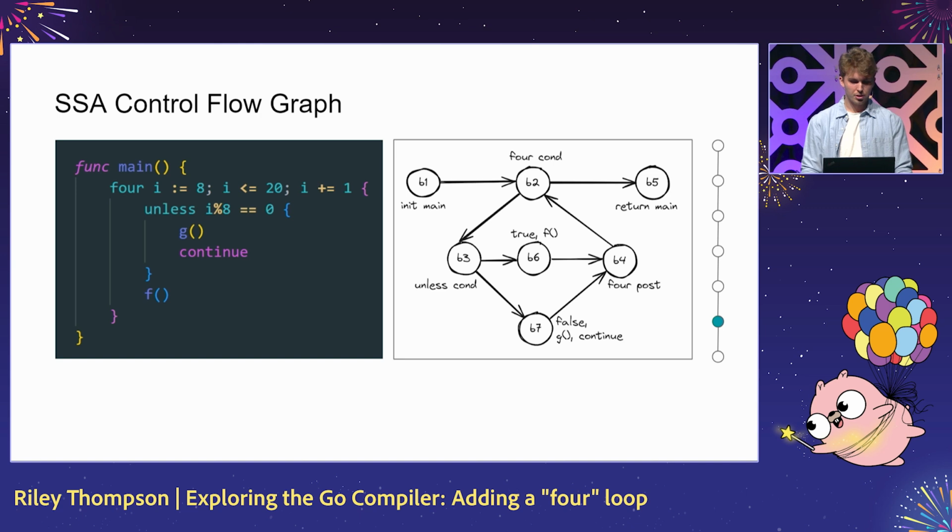From here, we'll branch to either block 6 or block 7, where we call F and G respectively. In either case, both blocks then branch to the for loop post statement in block 4. And from there, we go back to our for loop condition. And if it's false, then we branch to return from main in block 5.